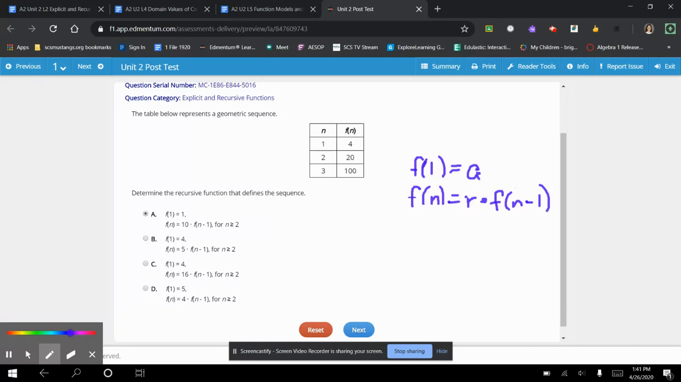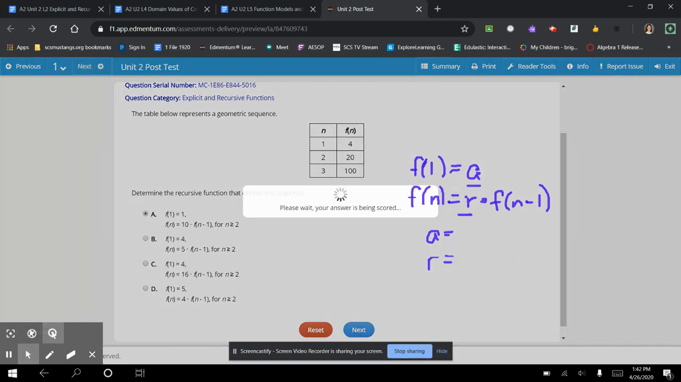So from this and the information that they give you in the table, you're going to need to figure out what that a value is equal to, what that first value in the sequence is equal to, and then what your r value, or your common ratio, is equal to, and then plug those into the correct places in that form.